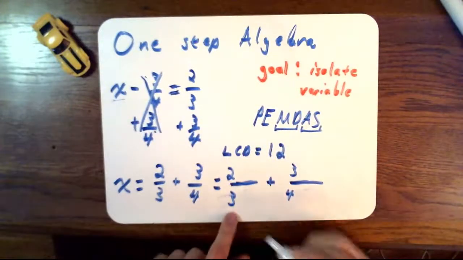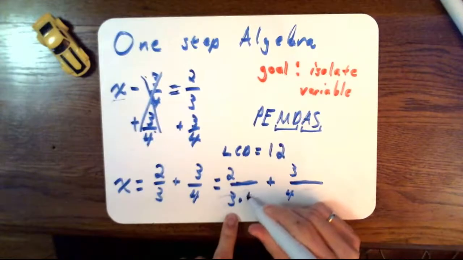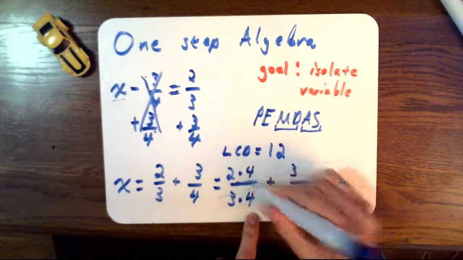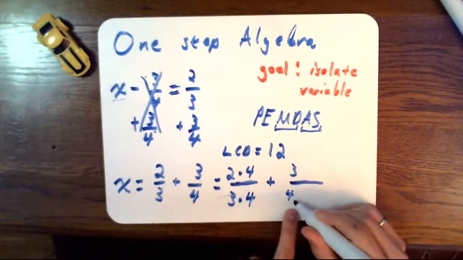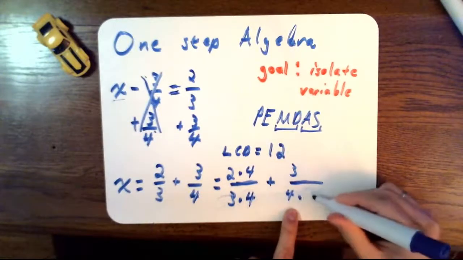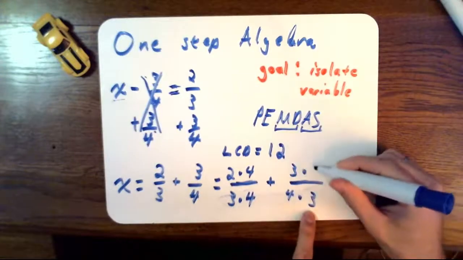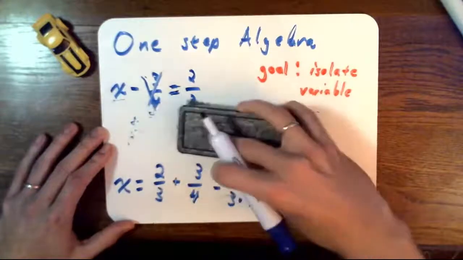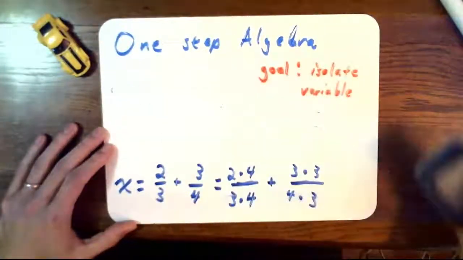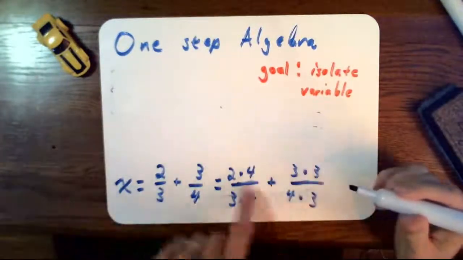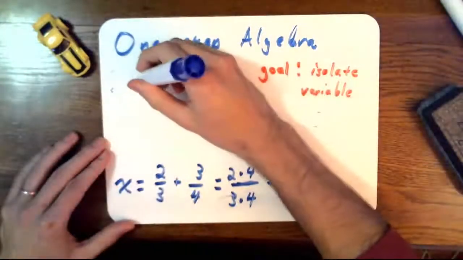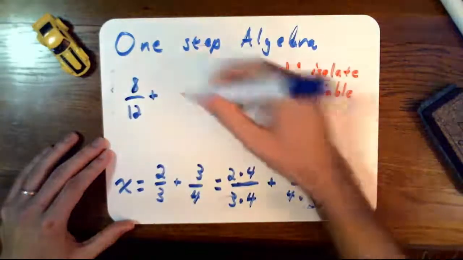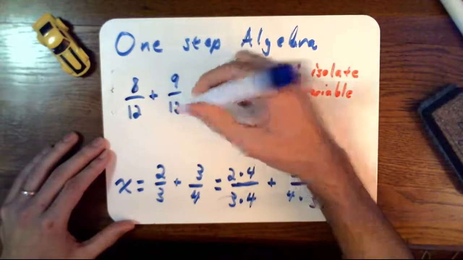How do we make this 3 into a 12? Well, we have to multiply it by 4. If we multiply the bottom by 4, we have to multiply the top by 4. How do we make this 4 into a 12? We have to multiply by 3. Multiply by 3 here, multiply by 3 there. So now we're going to have 8 over 12 plus 9 over 12.